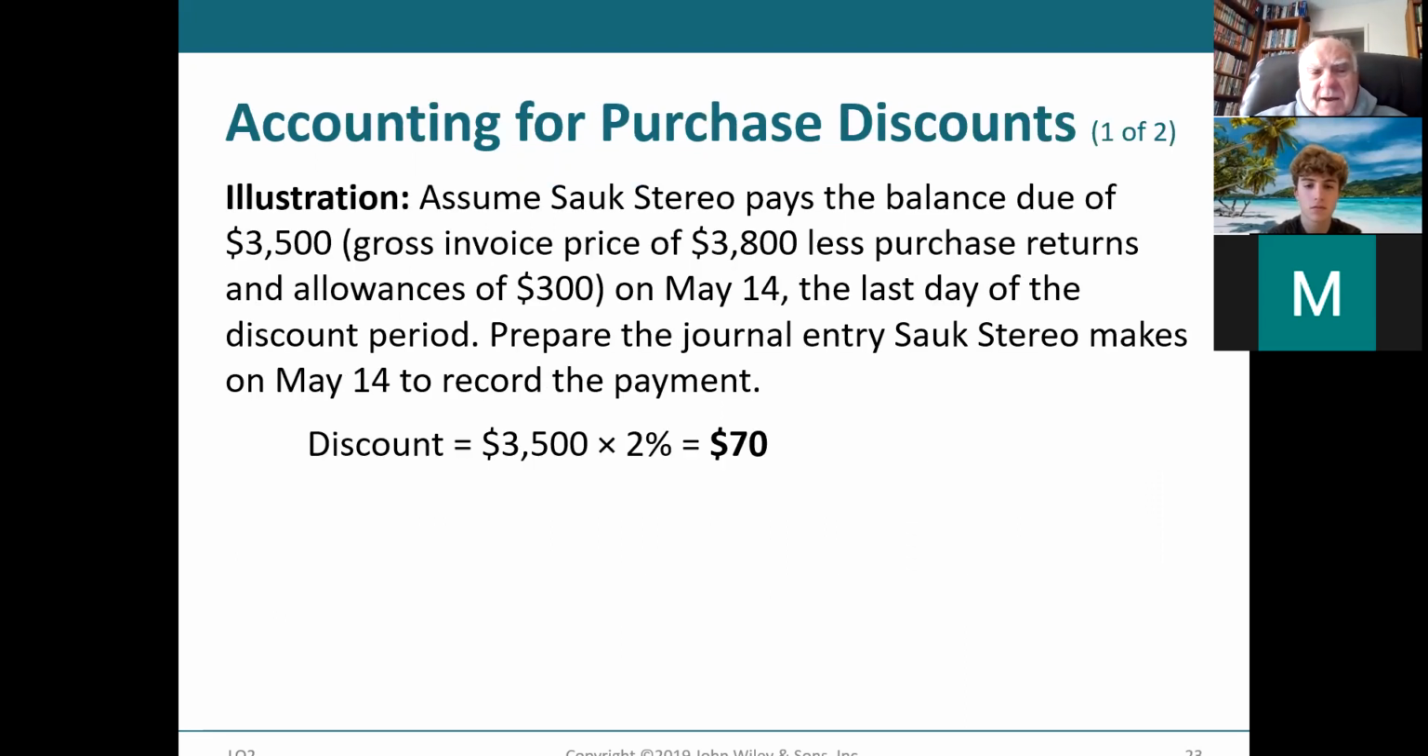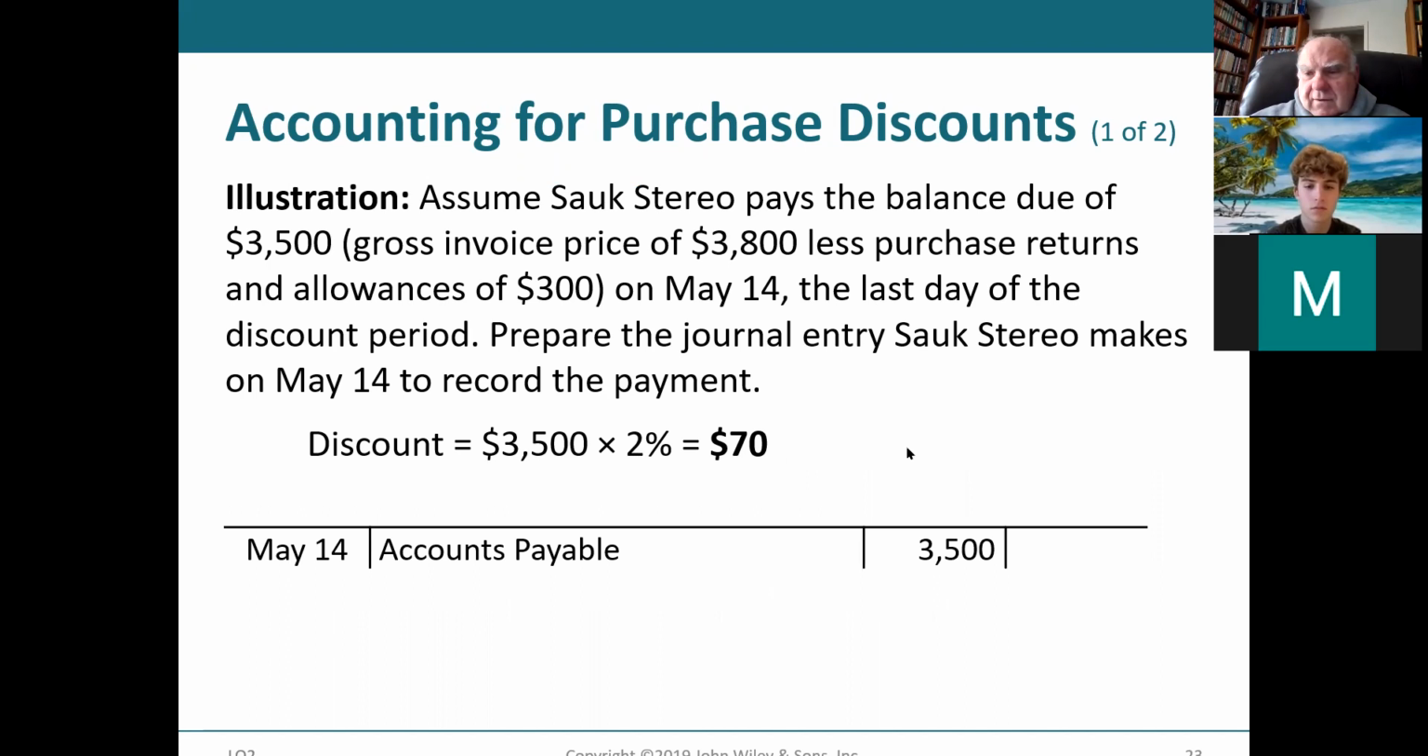Now, SOC is going to pay the balance due. They owed 3,800, and remember, they returned 300 just now, so they owe 3,500. But they're entitled to a 2% discount because they paid within 10 days. So we debit accounts payable for the entire 3,500. They're going to have a credit of 2% of that, or $70, for a purchase discount, which they call inventory. In a perpetual system, you never use the word purchases. Purchases is substituted by the word inventory, and the balance, of course, would be cash.